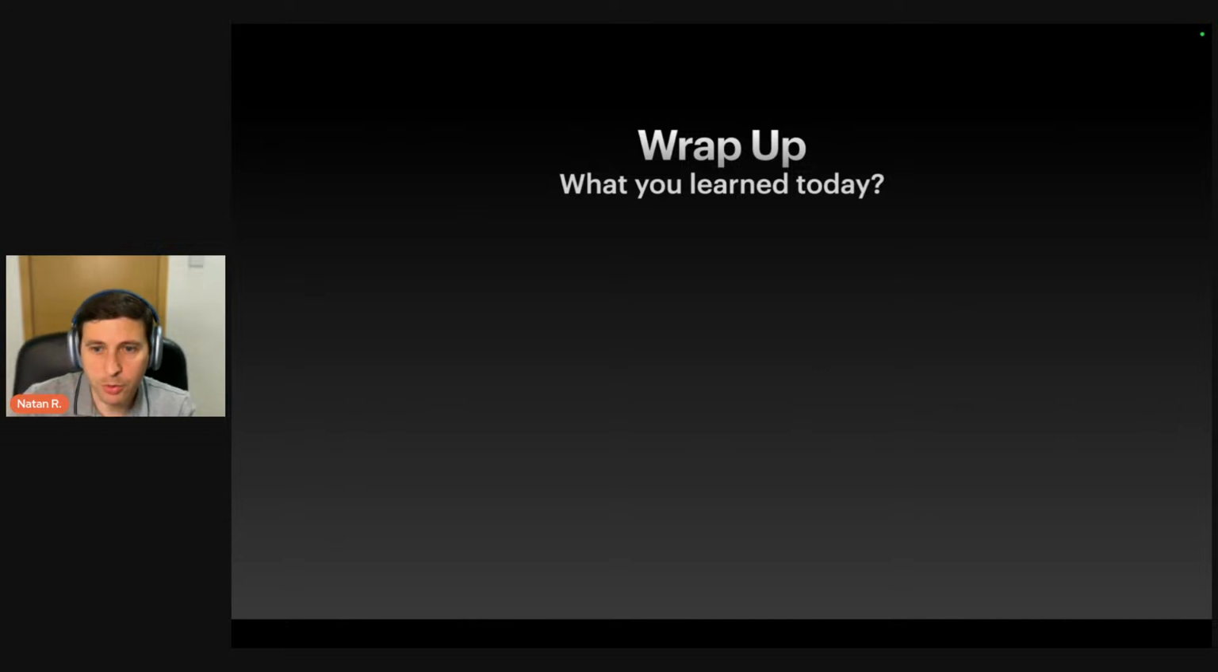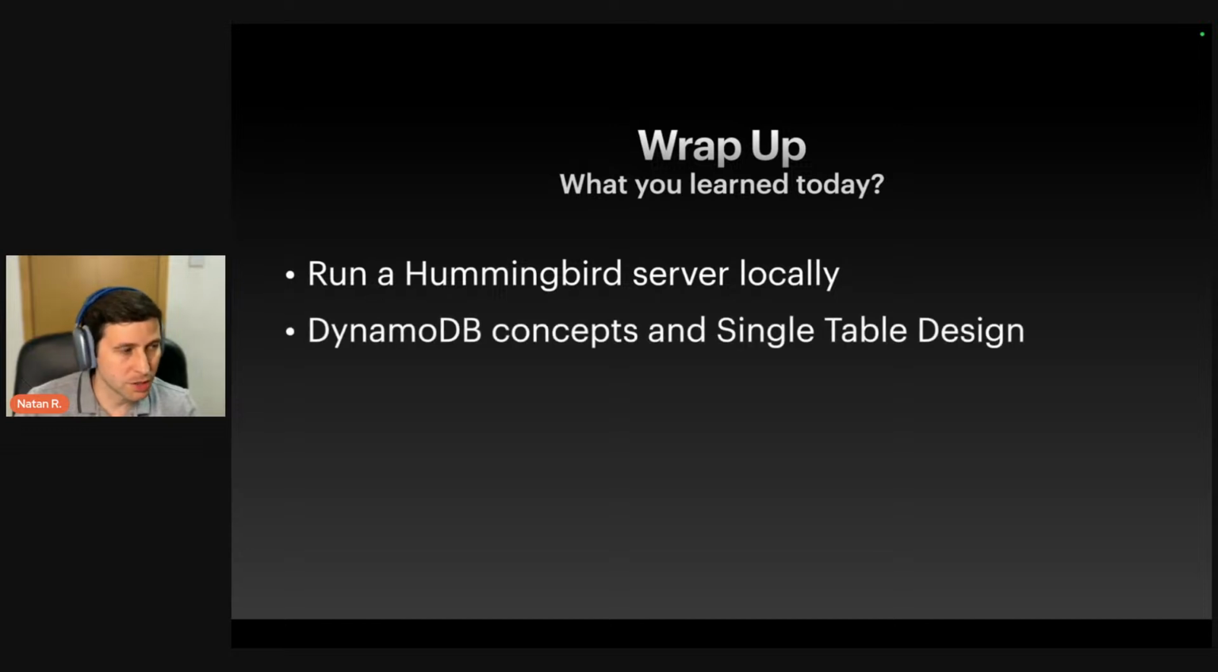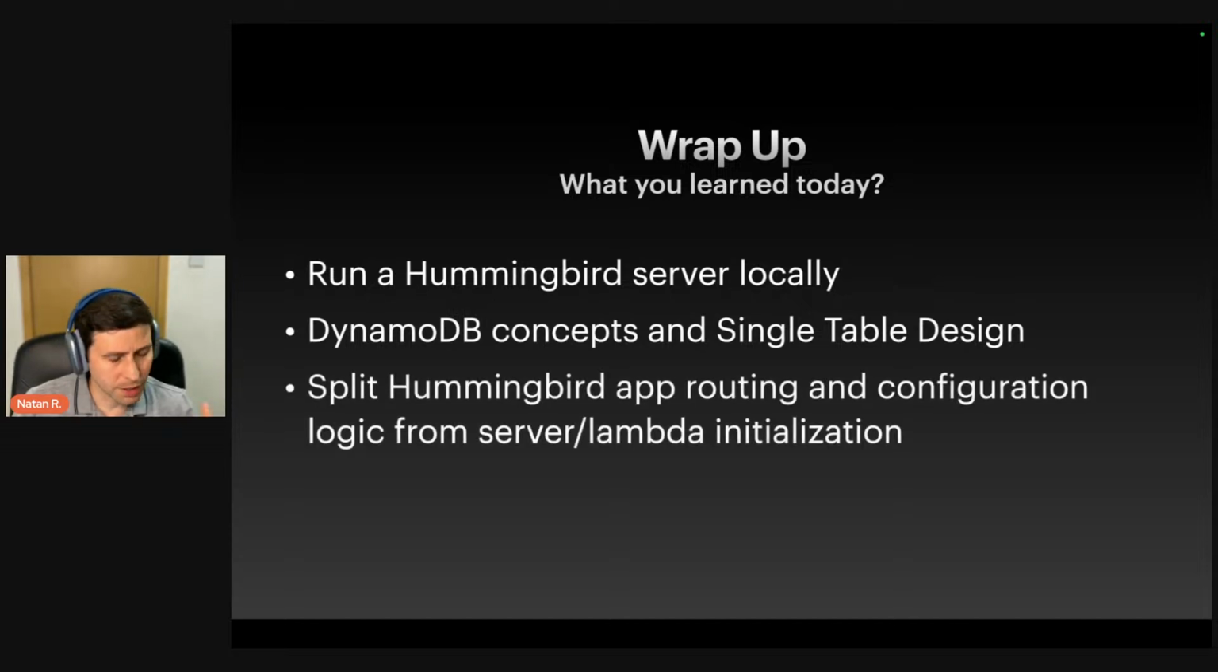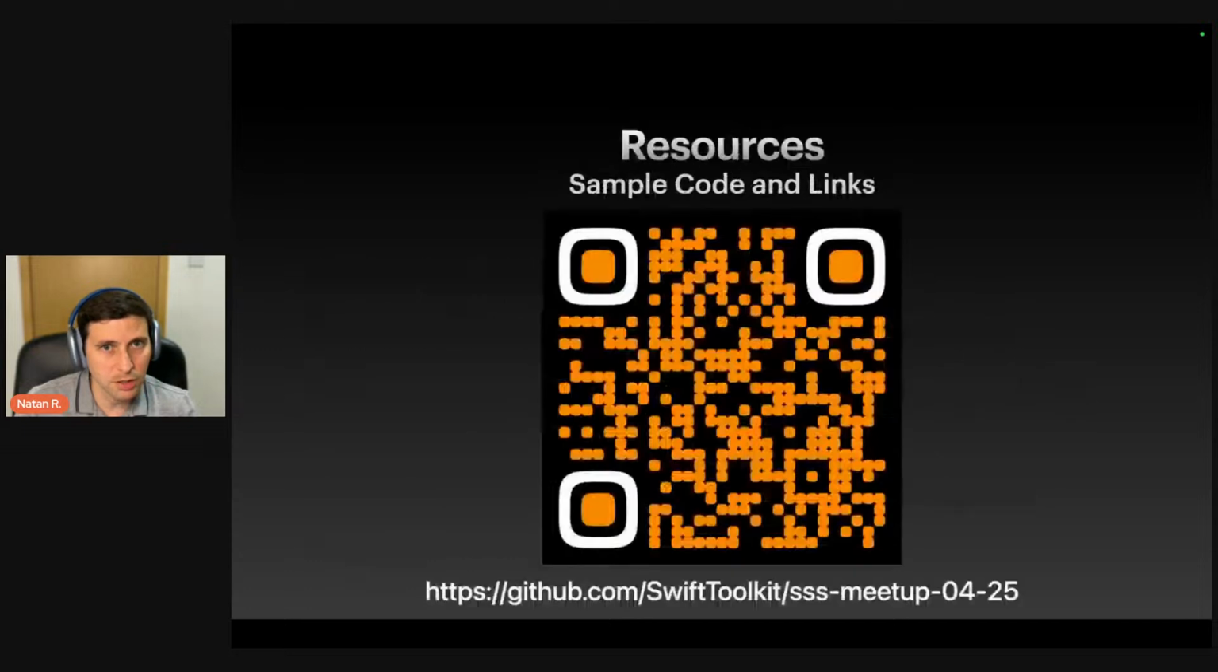Now, wrapping up what we learned today. First, we saw how I can run a Hummingbird server locally. We saw what is DynamoDB, NoSQL, basic concepts, single table design. We learned how to split a Hummingbird app to allow running both locally and deploying to a Lambda. We saw how to initialize a Lambda function with Hummingbird and building the responder. And we finished with Swift Cloud.